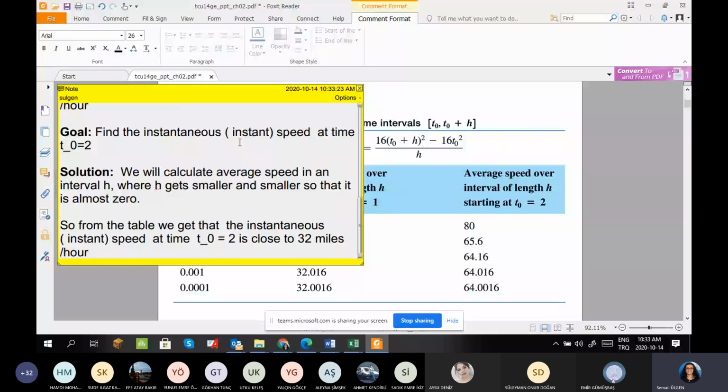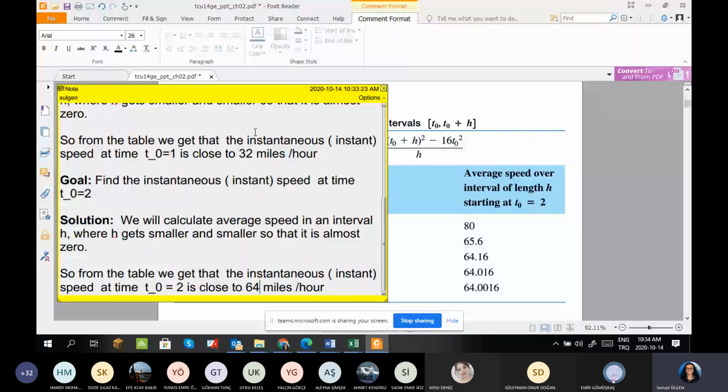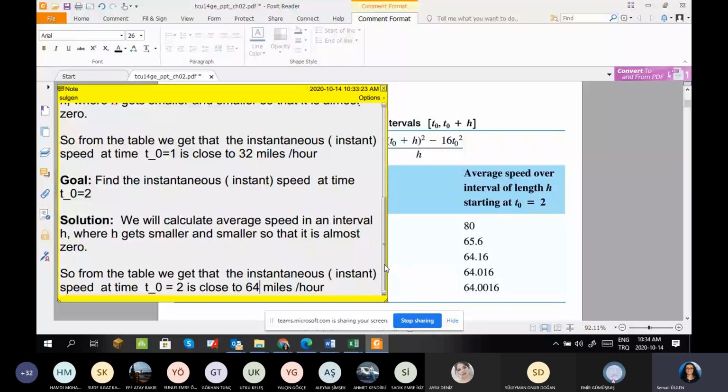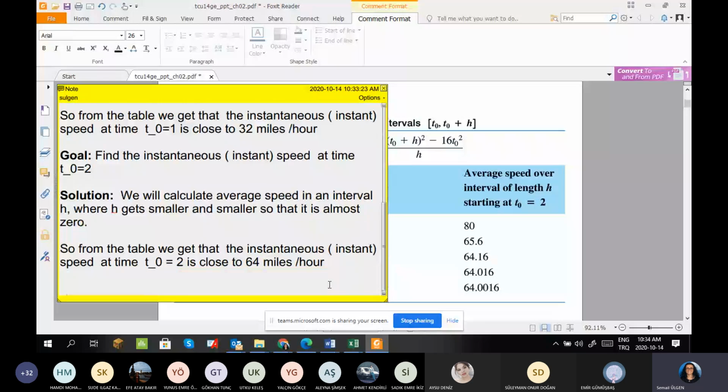So this being twice the other is just a coincidence. Okay, it is related to the distance function. It's not going to be always like that. Since time t is equal to 2 is twice time t is equal to 1, then we get 32 times 2 is 64. That's not the case. Okay, it's just a coincidence. It is related to the distance function.